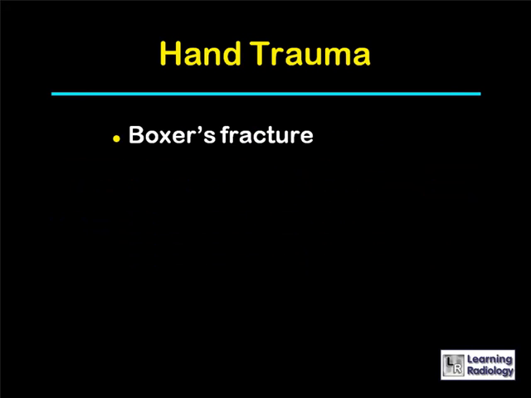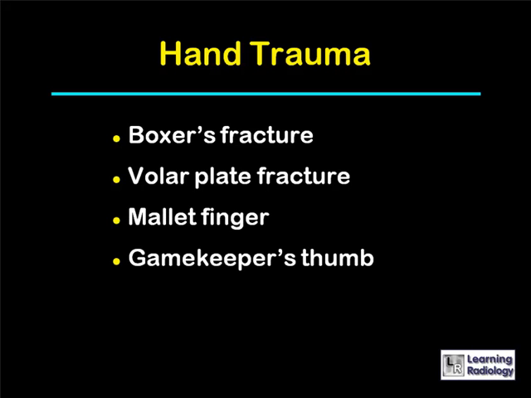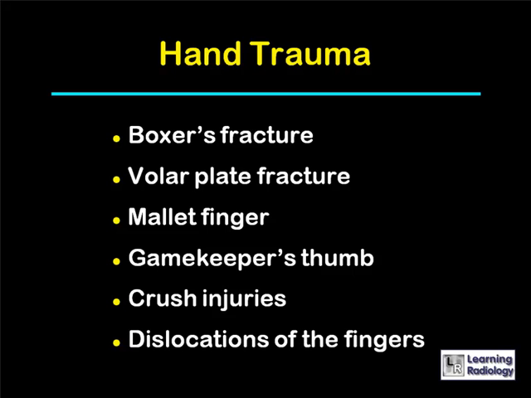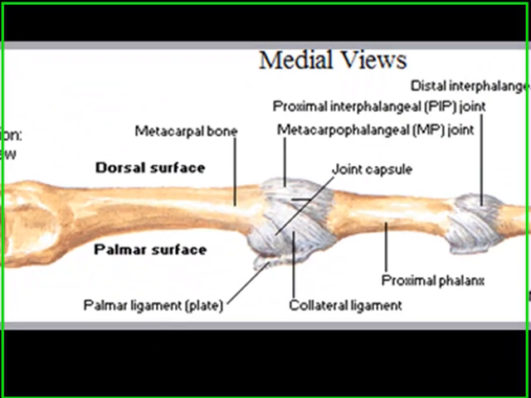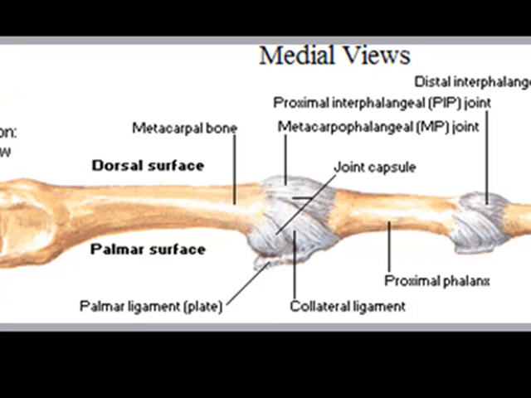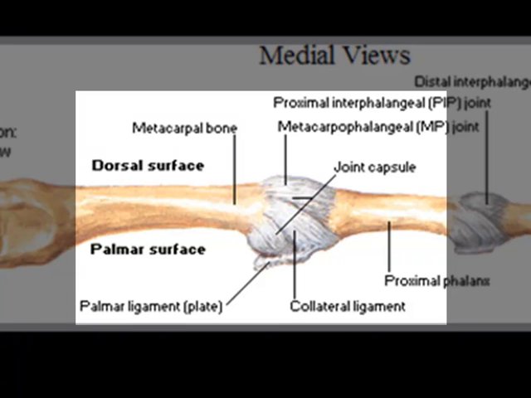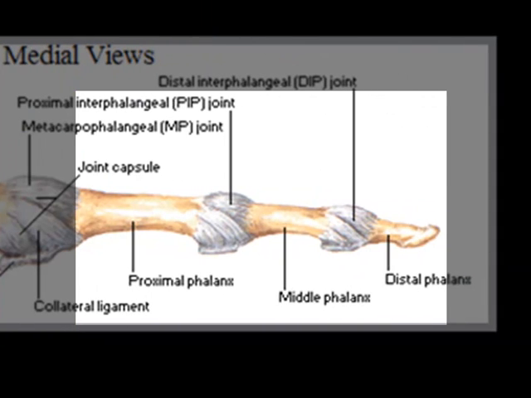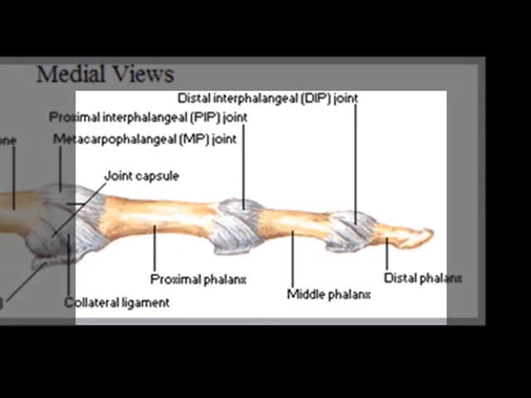Today we're going to be talking about boxer's fractures, volar plate fractures, mallet fingers, gamekeeper's or skier's thumb, crush injuries, and dislocations of the fingers. This diagram of normal anatomy by Netter shows the position of the palmar ligament or the volar plate and the collateral ligaments at the metacarpal phalangeal, proximal interphalangeal, and distal interphalangeal joints.